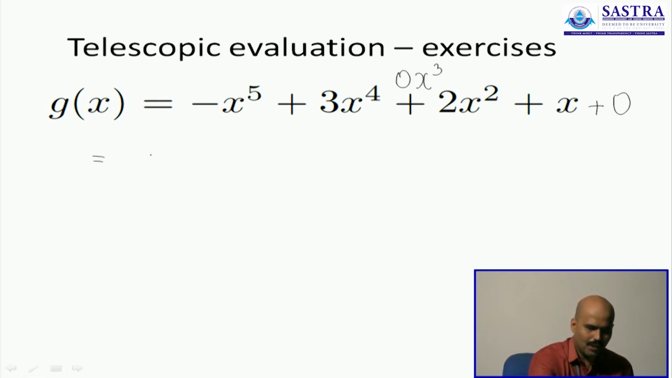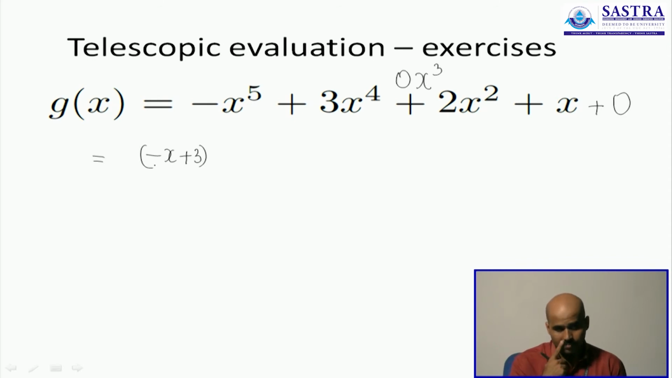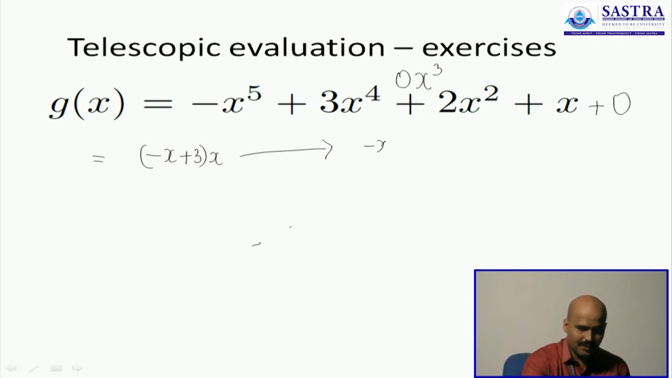And how do you do that? You write it as minus x plus 3. The first term appears as it is, but as we are building up the polynomial, you will write it as minus x plus 3 times x. That will end up giving us an x square and a 3x.